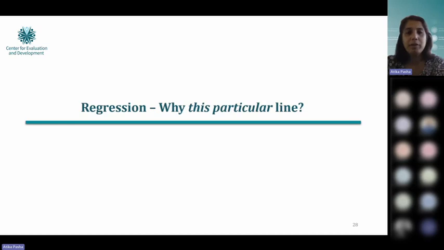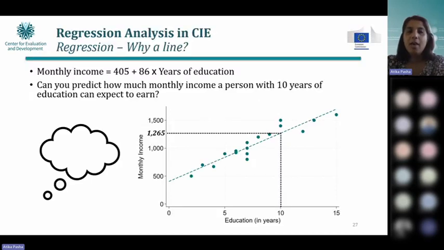So I hope so far what we've understood is what a regression line is doing and why we go for a line instead of a curve, right?